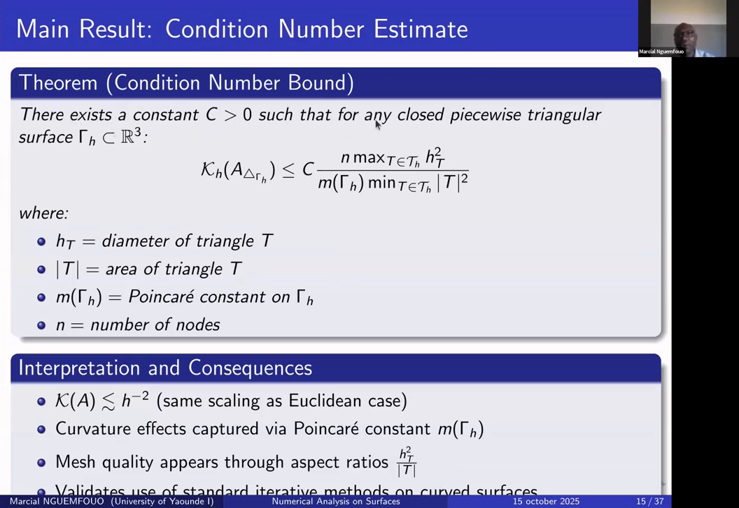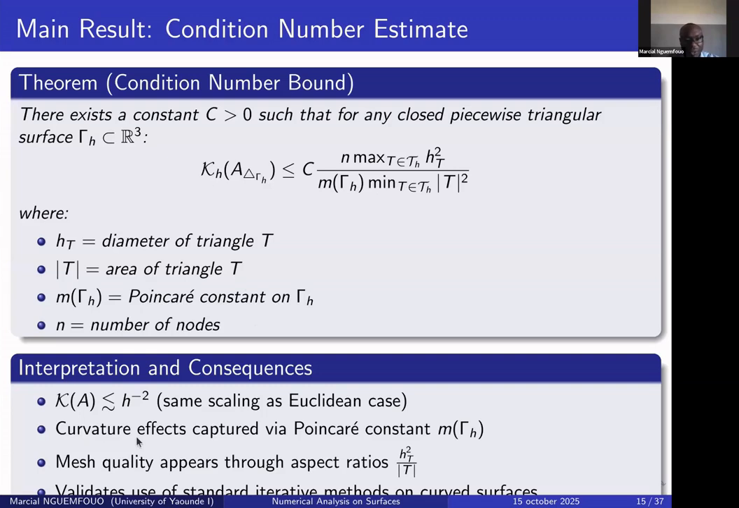There exists a constant such that for any closed piecewise triangulated surface gamma, we have this inequality, where H T is the diameter of a triangle, this is the area of the triangle, this is the Poincaré constant on gamma H, and N is the number of nodes. Our condition number scales like in Euclidean space. If we check here, we have an H squared, and below, since the area is H squared, its square is H to the fourth. All of this gives H to the minus 2.